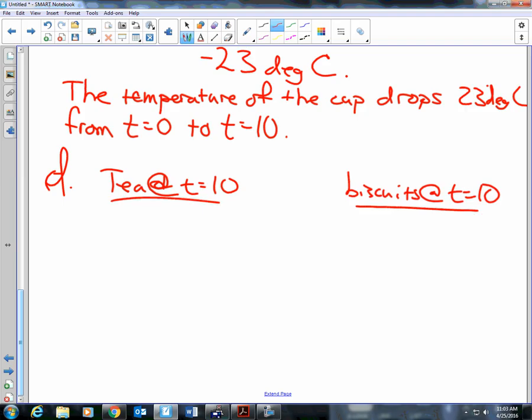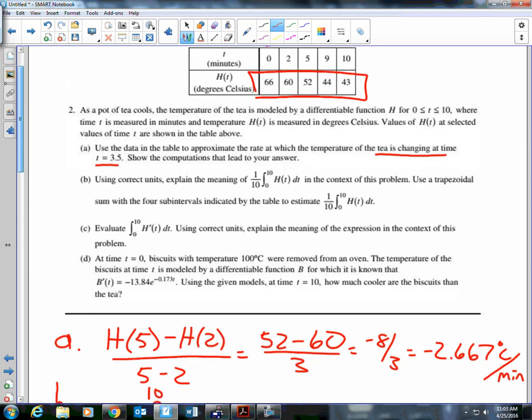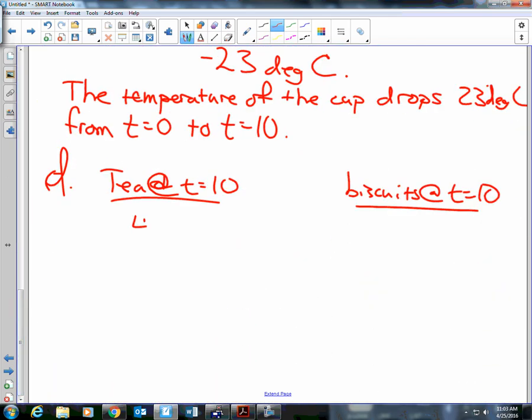You know the temperature of the tea at time equals 10, and we need to know the temperature of the biscuits at time equals 10. What's the temperature of the tea? -43. What does the temperature of the biscuits start at? And then it accumulates temperature after that, right? It might be positive temperature, it might be negative temperature. How do you figure out the accumulation of the temperature?